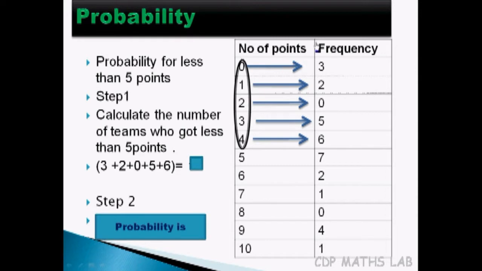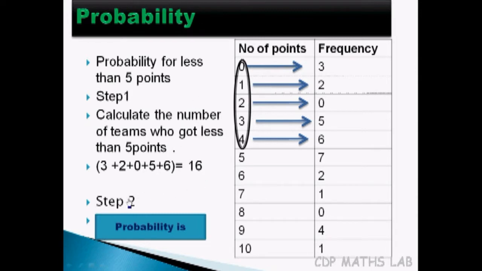So notice now, what we have done is to add up the frequencies right here to get the number of teams that got less than 5 points. Good. And our answer therefore is 16. So once again, if you were to put out all the points there and count how many teams got less than 5 points, then you'd have counted 16 teams.